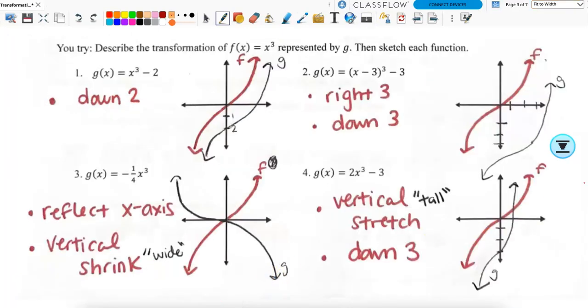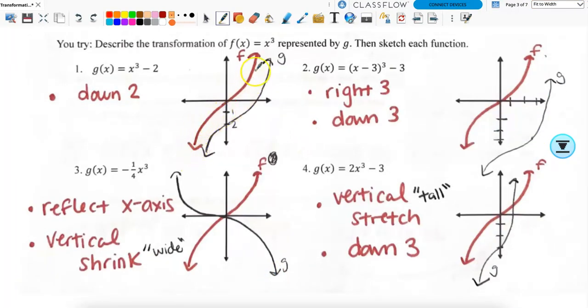All right, so here is what you should have got. The parent function f of x is graphed in red. Number 1 is going to move down 2, so your y-intercept is at a -2, and then snake it on through. Number 2, it went to the right 3 and down 3. So I went right 3, down 3, and then I've got my best cubic.